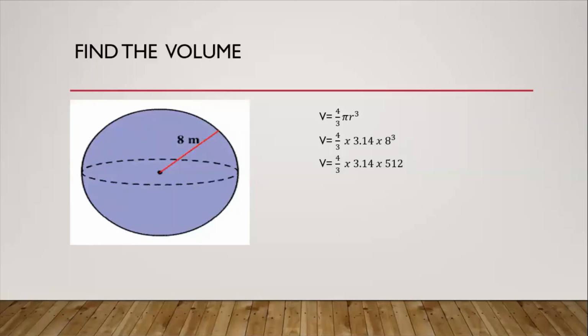512 times 3.14, that is 1,607.68. So we have now 1,607.68 times 4 divided by 3. And we get a total answer of 2,143.57 cubic inches. Where do I get this one? All I did is I multiply 1,607.68 times 4 divided by 3. And the answer is 2,143.57 cubic inches.